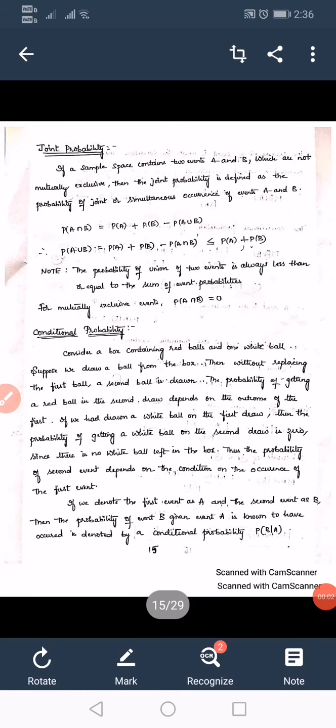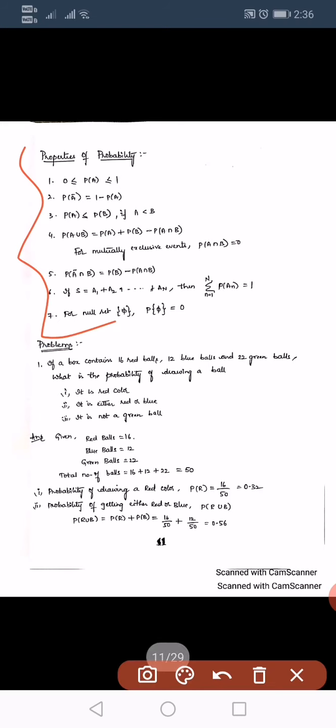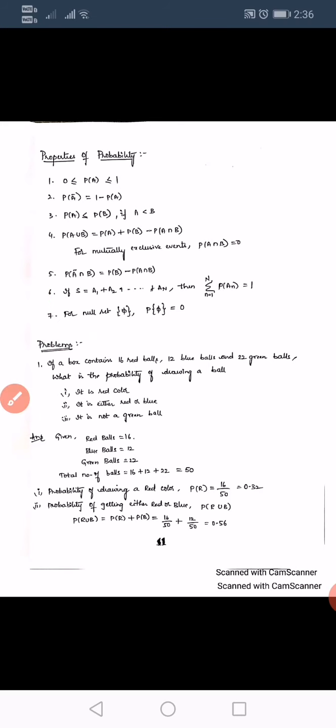Good morning, everyone. Welcome to today's lecture on joint probability, conditional probability, total probability, and Bayes theorem. Before discussing these topics, let us recall what we discussed in the previous class. In the previous class, we discussed the definition of probability, the different axioms of probability, and then different properties of probability. Based on these, we discussed some problems.